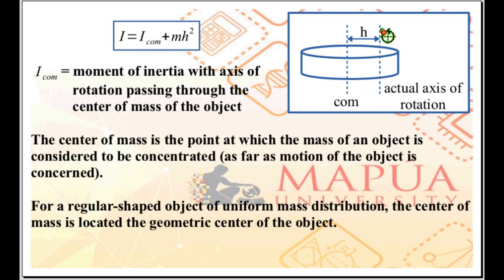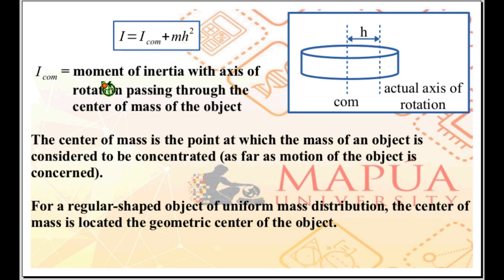If the actual axis of rotation of the disk is not at the center of mass, but located here, parallel to the center of mass axis, a distance h from the center of mass axis, we can use the parallel axis theorem. And the parallel axis theorem tells us that the actual moment of inertia of the object is equal to I_COM plus mh squared.